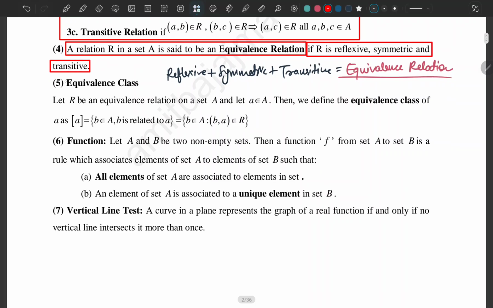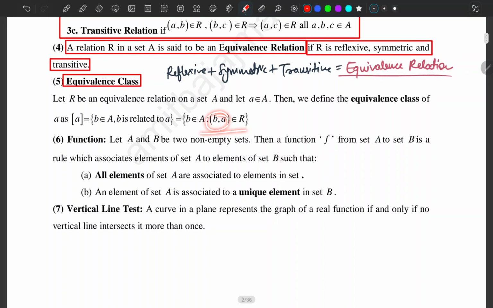Okay, and now we're moving towards equivalence class. So what's an equivalence class? Let R be an equivalence relation on a set A, and let a belong to capital A, right? Then we define the equivalence class of a as the set of all b belonging to A such that b is related to a, right? And that is this. I hope you understand that, right?